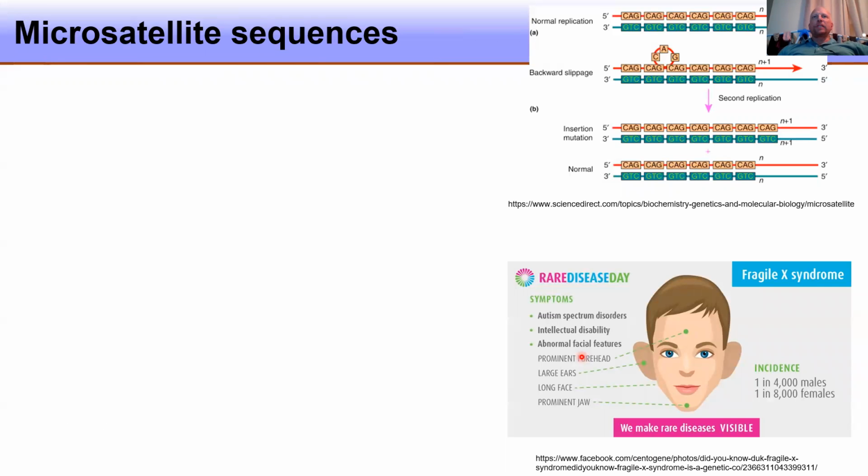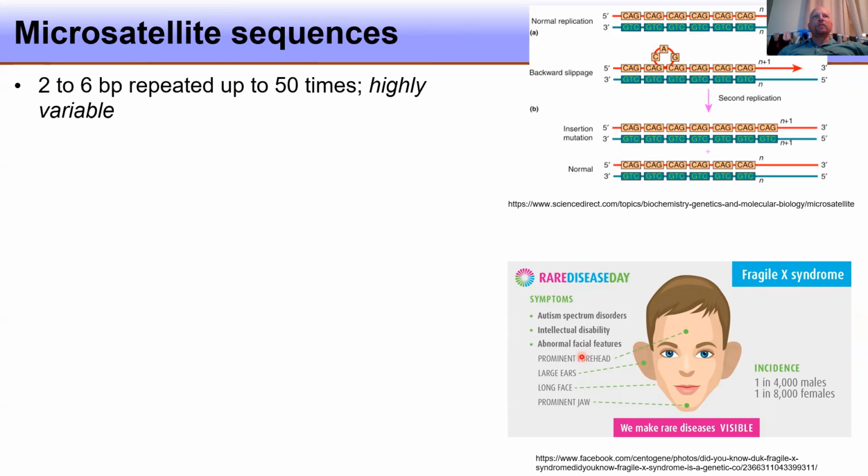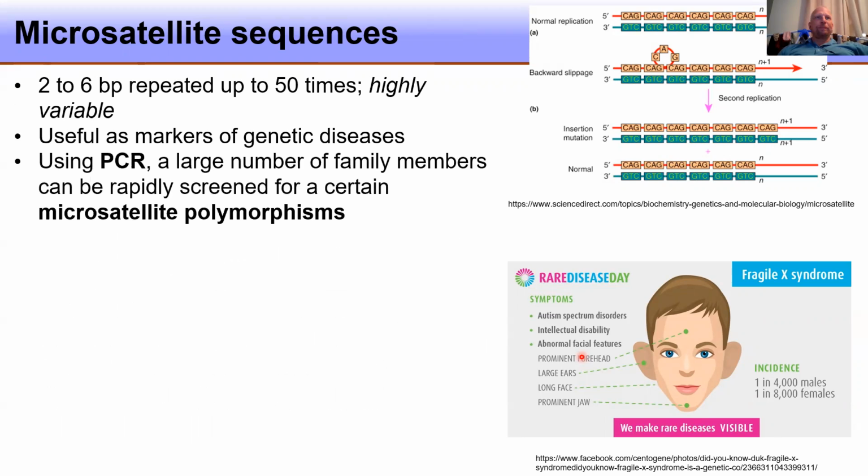So looking at microsatellites in a bit more detail, they're defined as 2 to 6 base pairs repeated up to 50 times, and they are highly polymorphic. We see a lot of variation between individuals, so they have a range of uses, for example, in DNA fingerprinting, and also as markers of a range of genetic diseases.